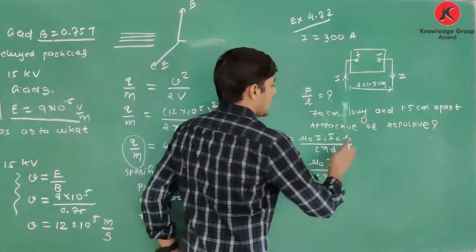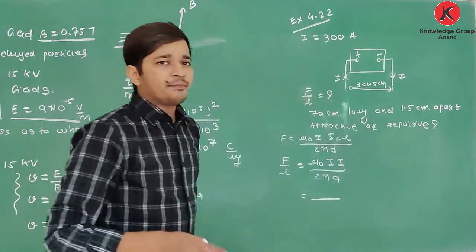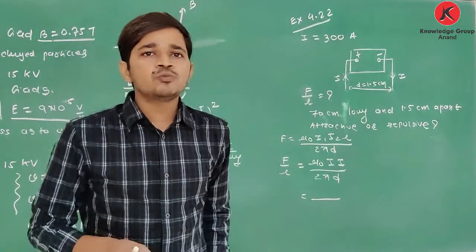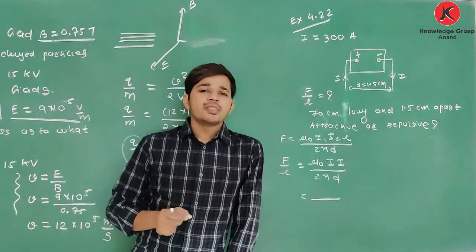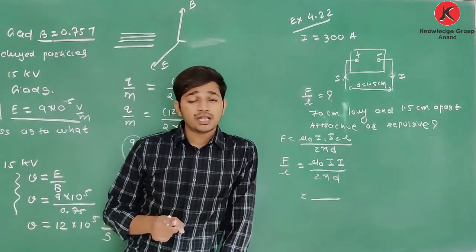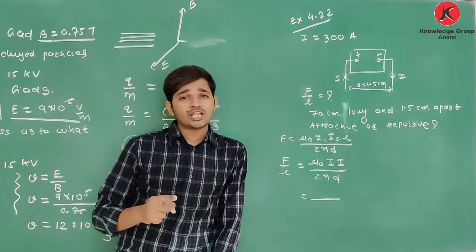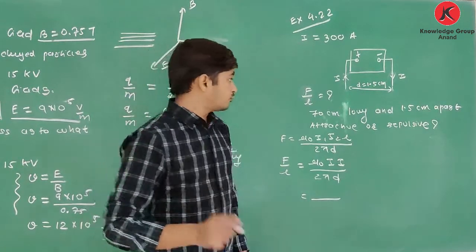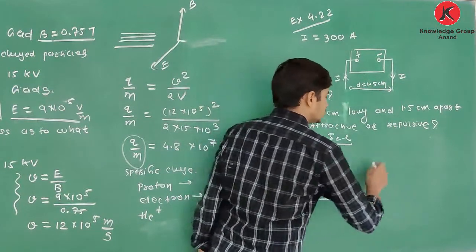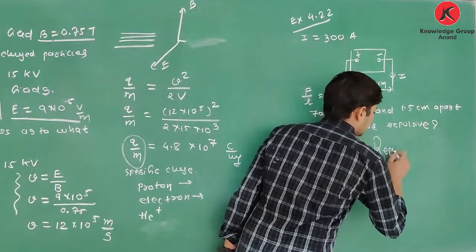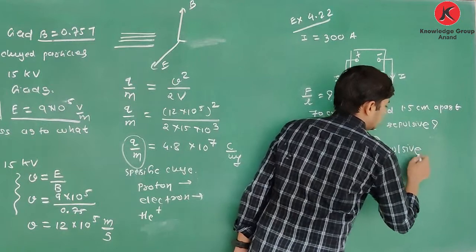Another question: attractive or repulsive? Remember, when currents in two parallel wires are flowing in the same direction, there is an attractive force, but when they are in opposite direction, there is a repulsive force. Here the two currents are moving in opposite direction, so there is a repulsive force.